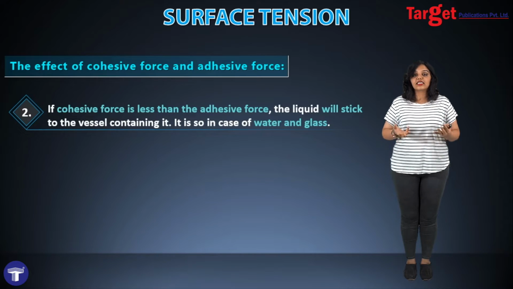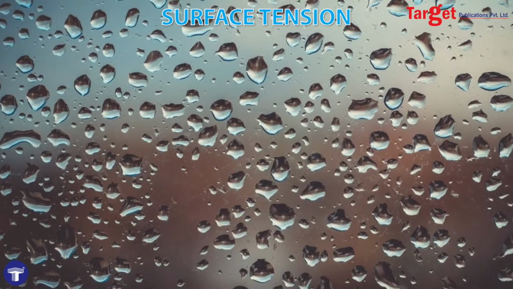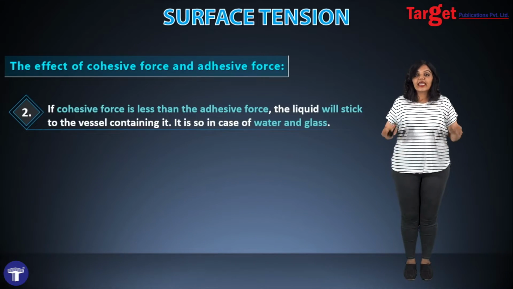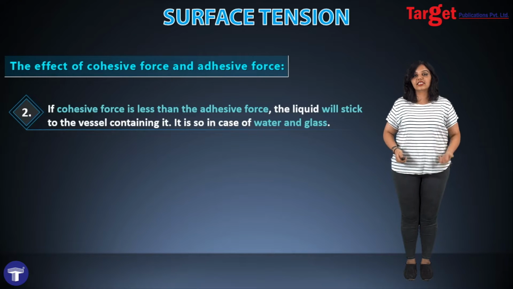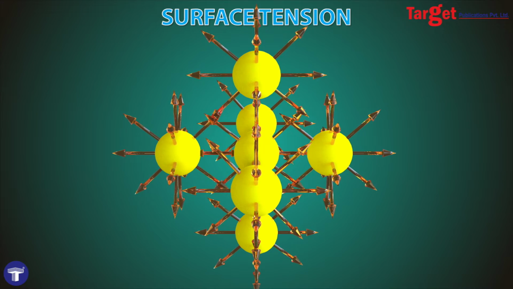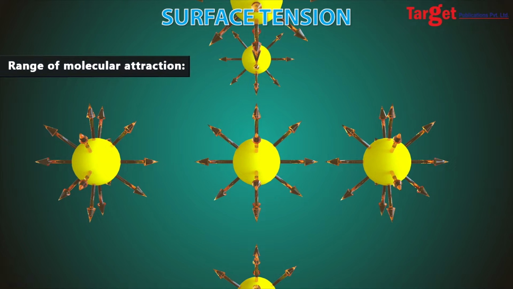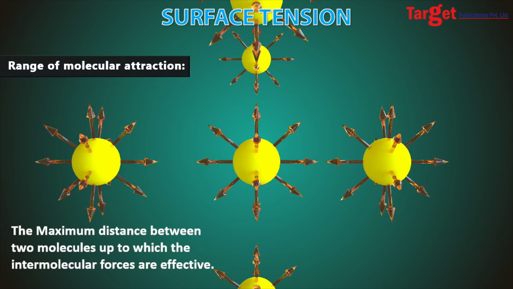And this is a very easy example to find. It is so in case of water and glass. In fact, water poured on almost any surface will not roll away, it will stick to the surface, and this is an example where the cohesive force is less than the adhesive force. But obviously, the range of these molecular forces is not going to be infinity, and therefore we must define what is known as the range of molecular attraction. This range is the maximum distance between two molecules up to which the intermolecular forces are effective, which means that beyond this distance, they will not be able to affect each other.